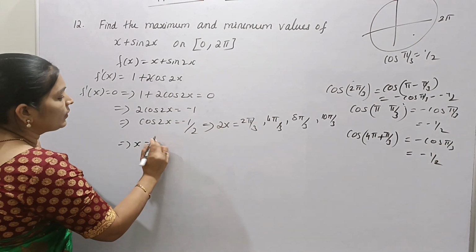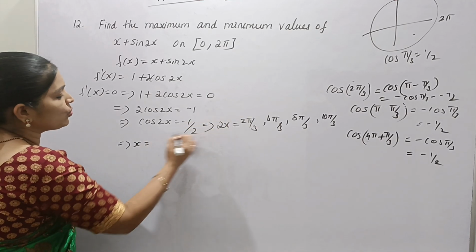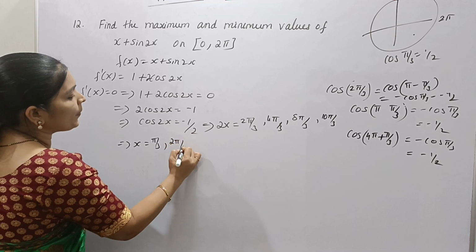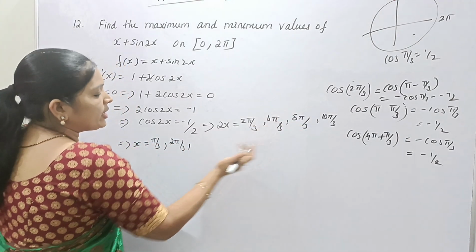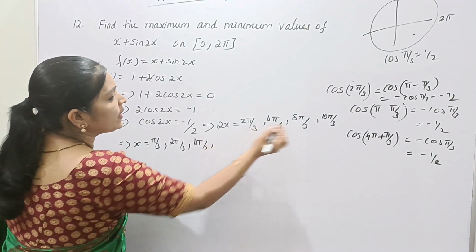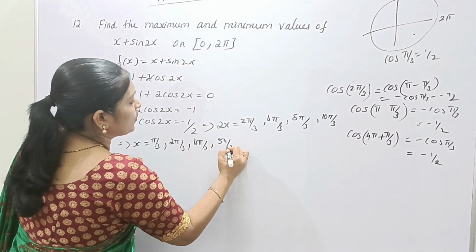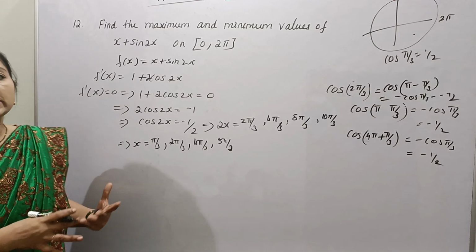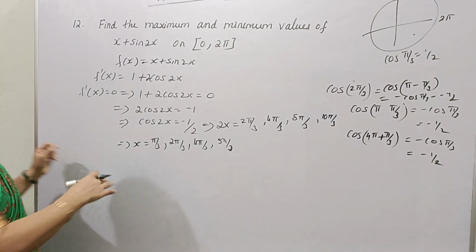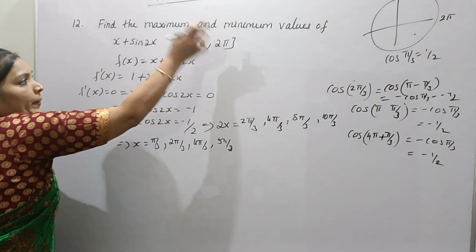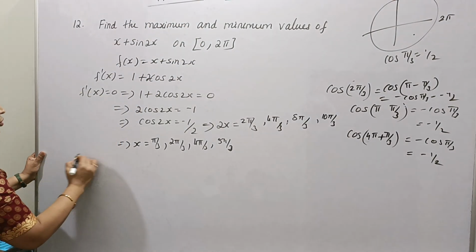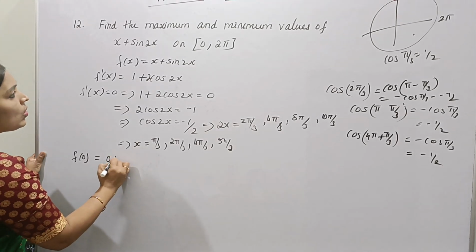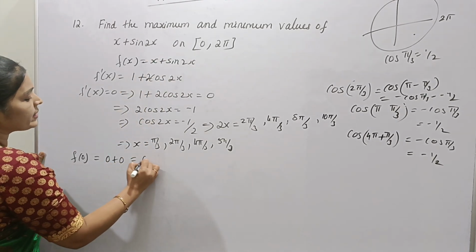So here 2 pi by 3 divided by 2 is pi by 3. Then 4 pi by 3 divided by 2 is 2 pi by 3. 8 pi by 3 divided by 2 is 4 pi by 3. Then it is 5 pi by 3. Okay. So these are the critical values. Then let's find the values of the function one by one at these points. And 0, 2 pi. Okay. 0 is the least value of x. So first of all, let's find f of 0. So f of 0 is equal to 0 plus sine 0, which is 0.